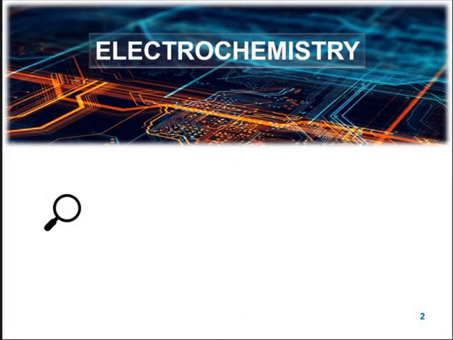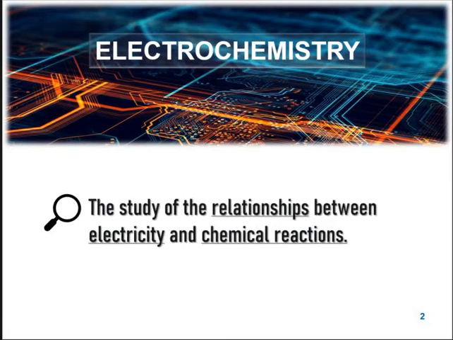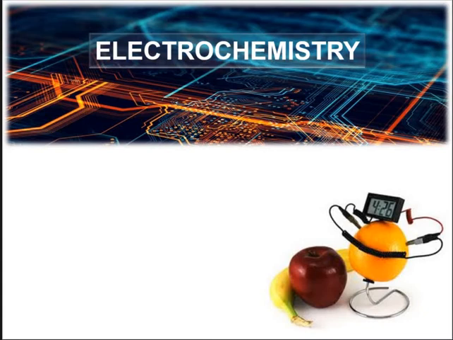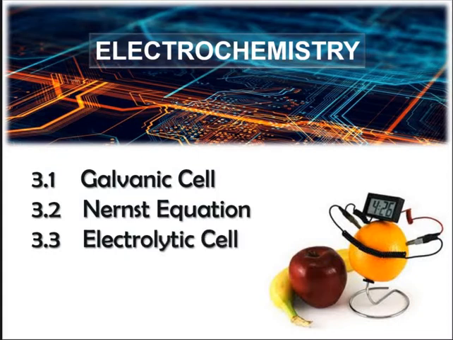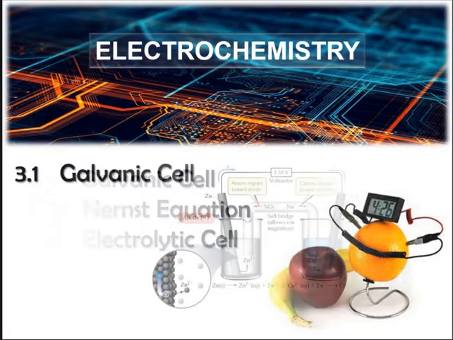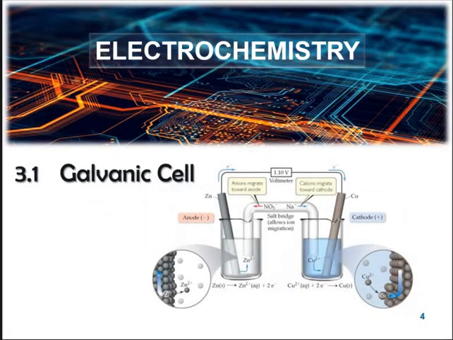So, electrochemistry, what is electrochemistry? It is the study of the relationships between electricity and chemical reactions. So, for this chapter, we have 3 subtopics: 3.1 galvanic cell, 3.2 Nernst equation, 3.3 electrolytic cell. So, today, kita akan tengok galvanic cell, okay, which Madam bahagikan kepada 4 bahagian.